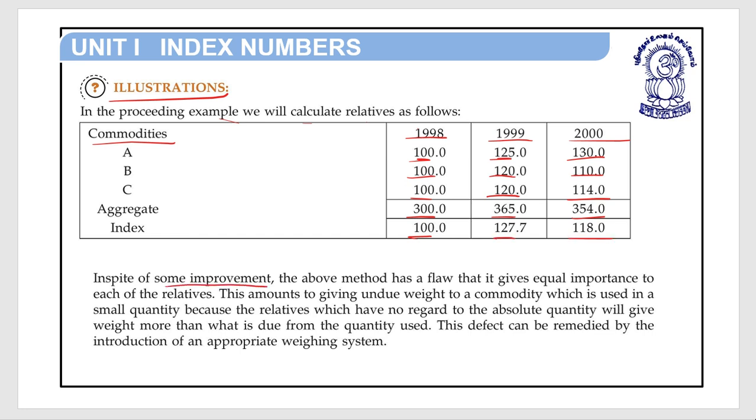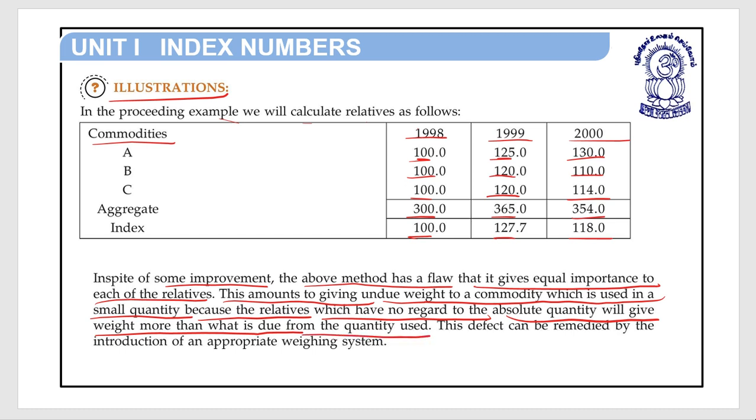In spite of some improvement, the above method has a flaw in that it gives equal importance to each of the relatives. This amounts to giving undue weight to a commodity which is used in a small quantity, because the relatives, which have no regard to the absolute quantity, will give more weight than is due from the quantity used. This defect can be remedied by the introduction of an appropriate weighting system.